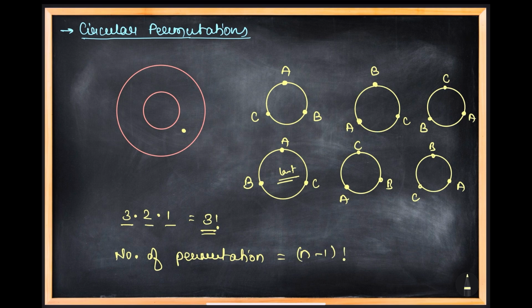Okay, so if I ask you to arrange n persons at a circular table, you will answer, sir, it is n minus 1 factorial.